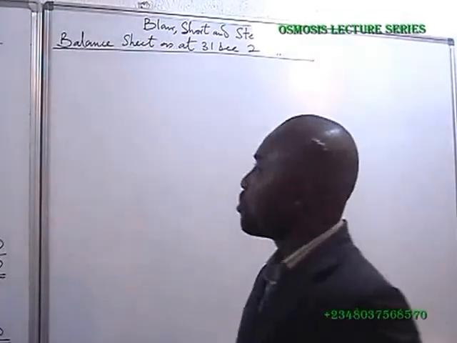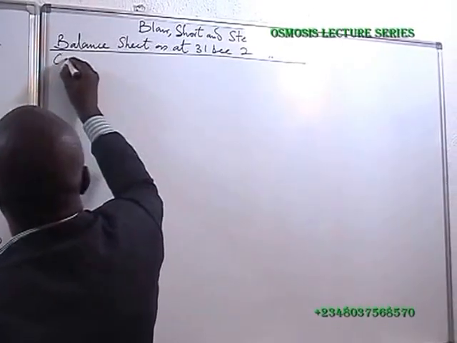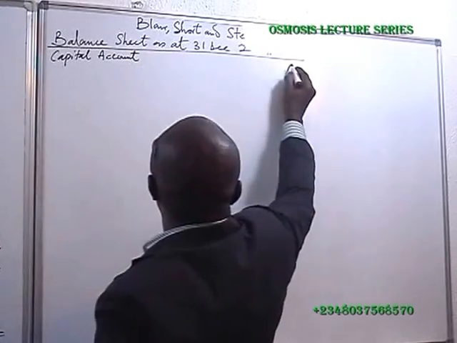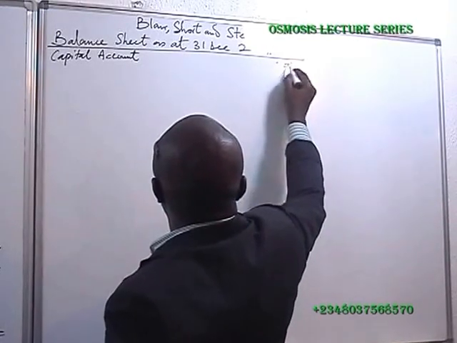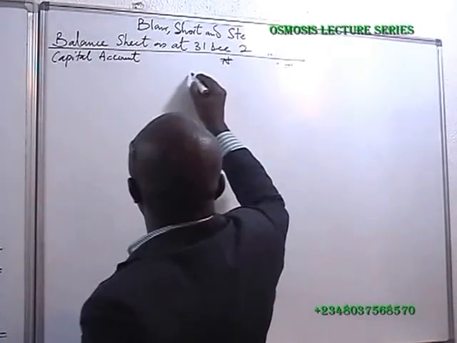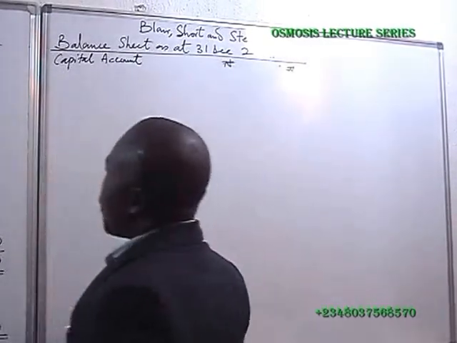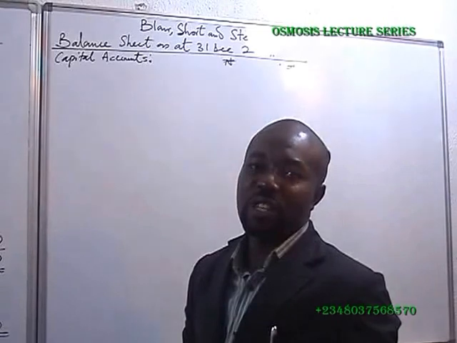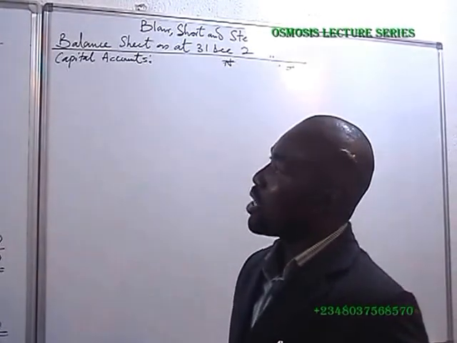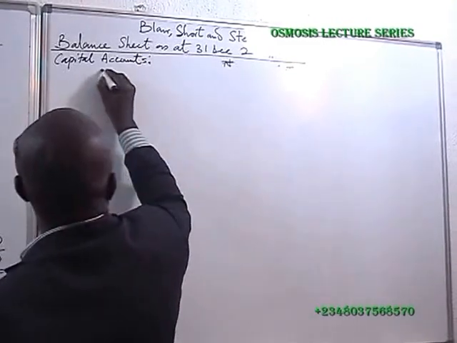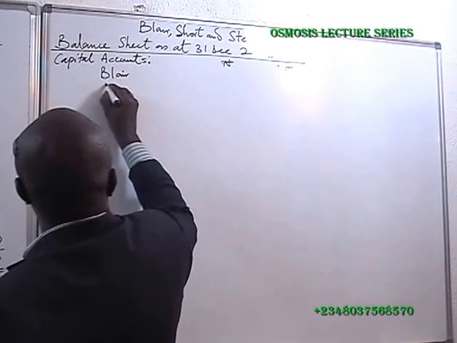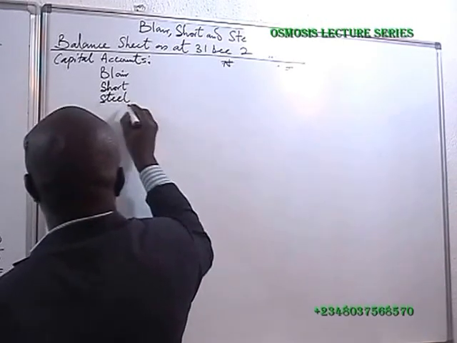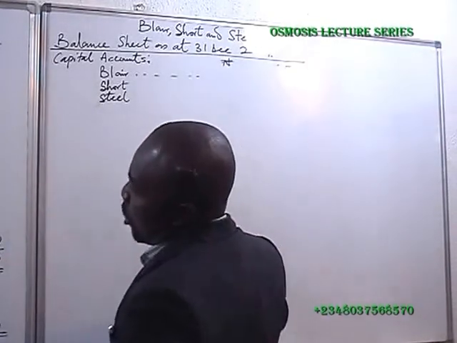So here we are going to write capital account. Now, the partners who are involved in this business, talk of their capital accounts. The partners involved in this business include Blair, Short, and Steele. So we write Blair, Short, and Steele. And mind you, the capital of Blair is how much?